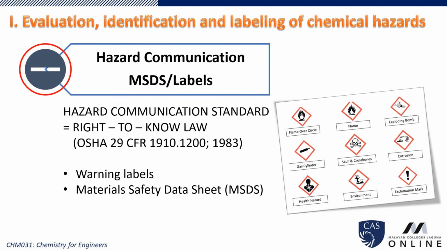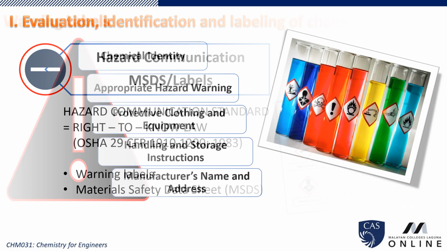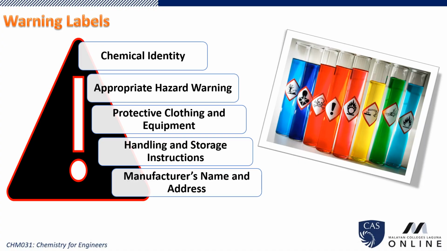Hazard communication systems ensure workers understand the risk of chemicals they handle. Under OSHA 29 CFR 1910.1200, that is called your right to know law. This includes labels and safety data sheets. A material safety data sheet, now commonly known as safety data sheet, contains hazards, handling instructions, first aid measures, storage requirements, and emergency procedures.